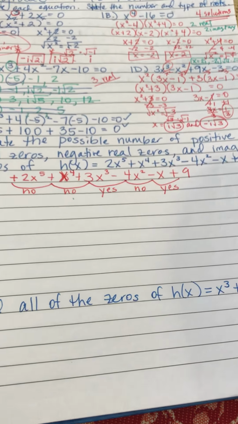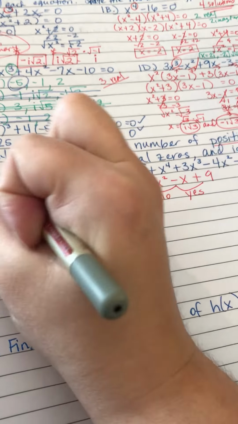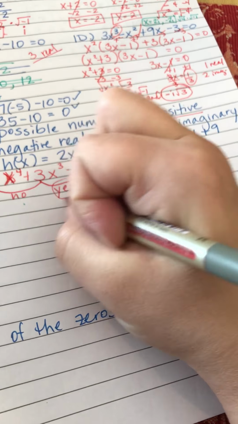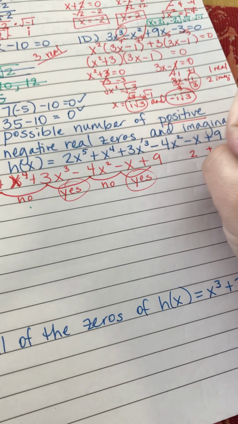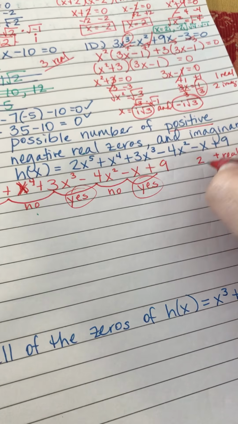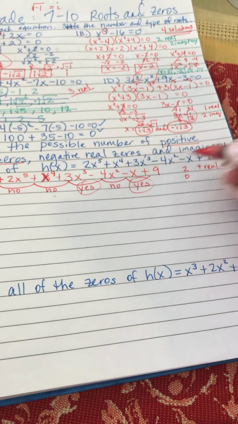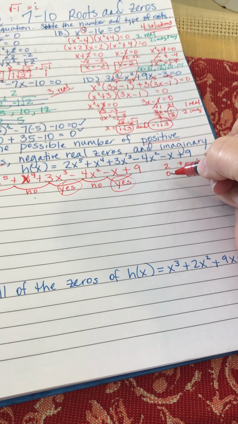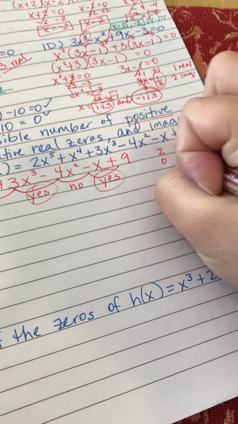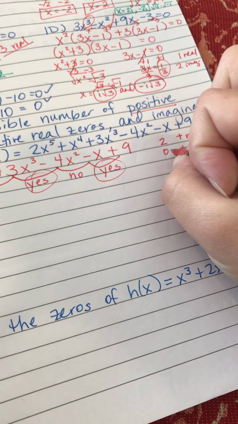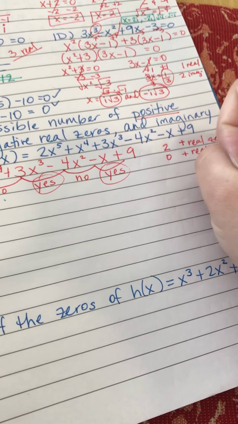So the possible number of positive real zeros is either 3 sign changes, or you can have 1. So it's going to be the number of sign changes or minus 2, minus 2, minus 2. You can have a factor of 2. So you can either have on this problem 2 or 0 positive real zeros.